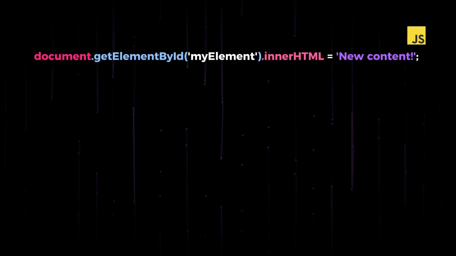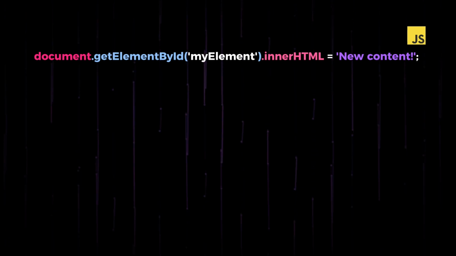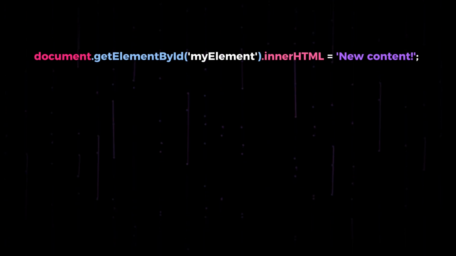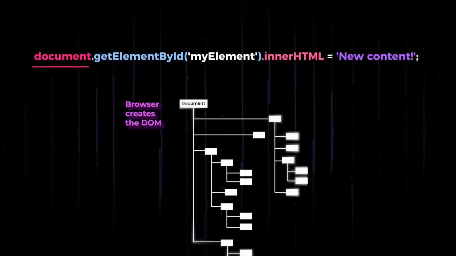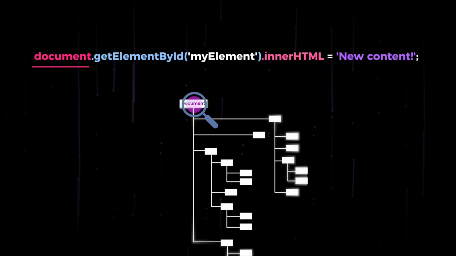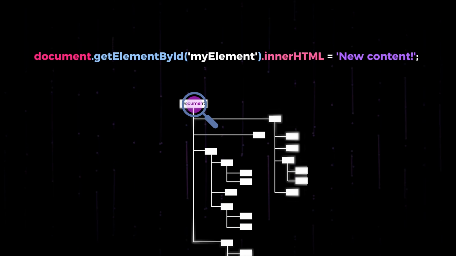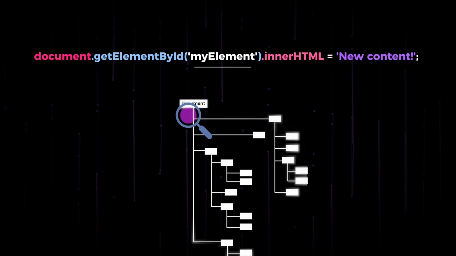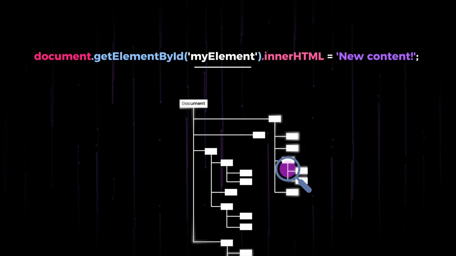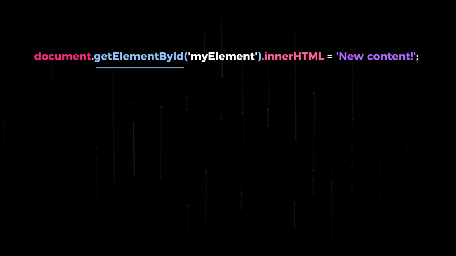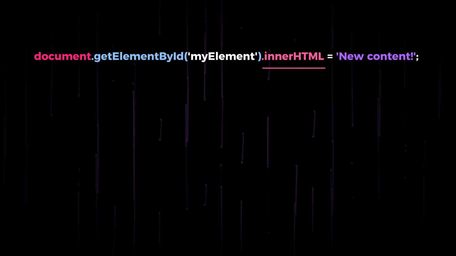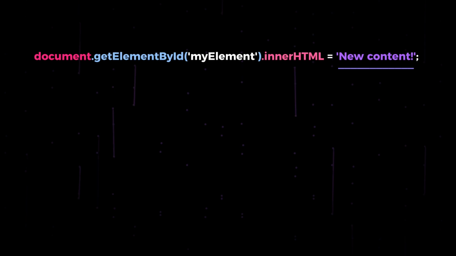Here's an example of manipulating the DOM with JavaScript. This code should find an element by its ID in our HTML and change its content. When a web page loads, the browser creates the DOM. When you say document, you're starting at the very top of this tree. The browser then searches down through this tree to find what you asked for, in our case, my element. It is telling the browser, look through the web page, find the element labeled my element, and then replace whatever is inside it with new content.